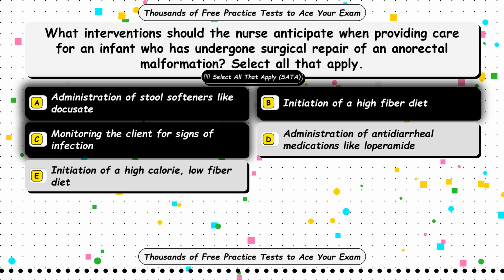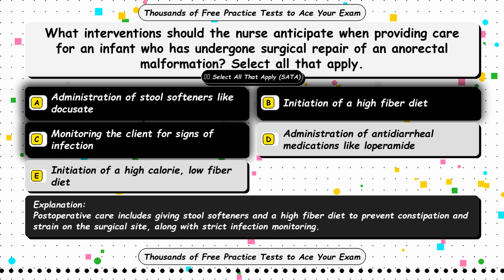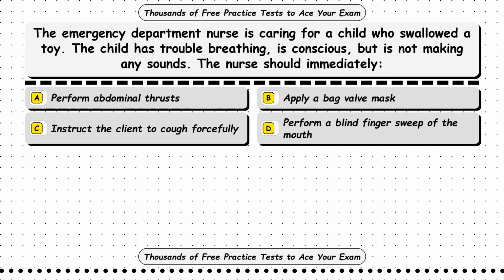The correct answers are options A and B and C, administration of stool softeners like docusate, initiation of a high-fiber diet, monitoring the client for signs of infection. Postoperative care includes giving stool softeners and a high-fiber diet to prevent constipation and strain on the surgical site, along with strict infection monitoring. Question 56.